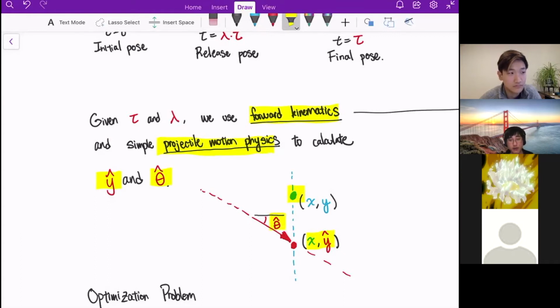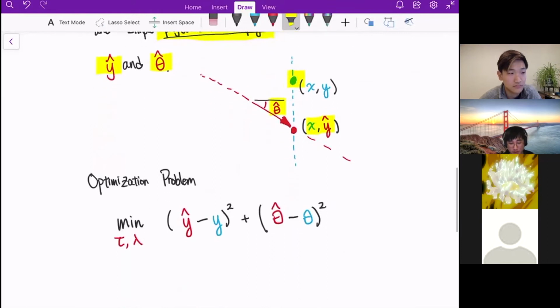Then to solve for the appropriate throw parameters, we just solve the following optimization problem. We minimize over the parameters we can control, tau and lambda, and we minimize this sum of square error term, where the minimum of zero means that we perfectly hit the target position at the desired angle.